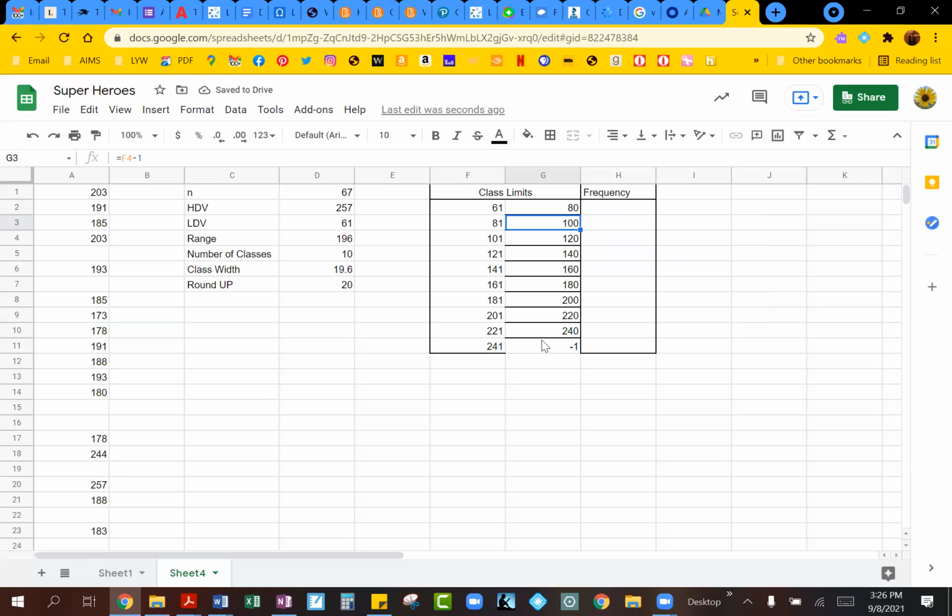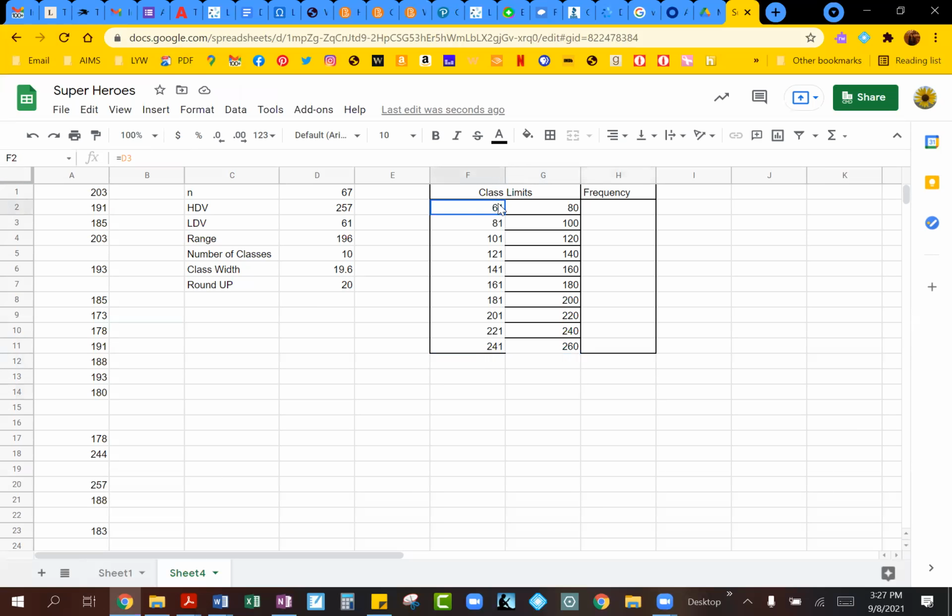The only problem is I don't have an upper class limit over here because I had no number over here, right? So technically, this guy would have been 241 plus 20 if I had an 11th category. So this guy should be 260. So you can do a little bit of a calculation for that last one and just know that this guy here is going to be 260 since we don't really have this calculation over here to fall back on.